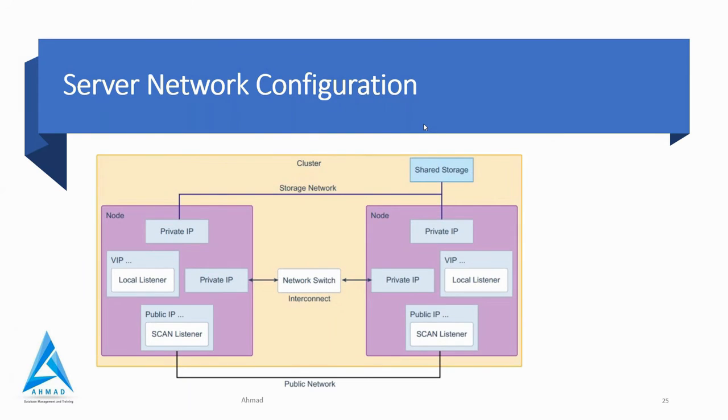So if you go in detail, this is the internal picture. Shared storage will be connected by a shared network, and private IP, VIP. VIP has a local listener, and public IP has a scan listener. Private IP is the interconnect between network switches, and public IP basically uses the public network. So this is the inside diagram of that.